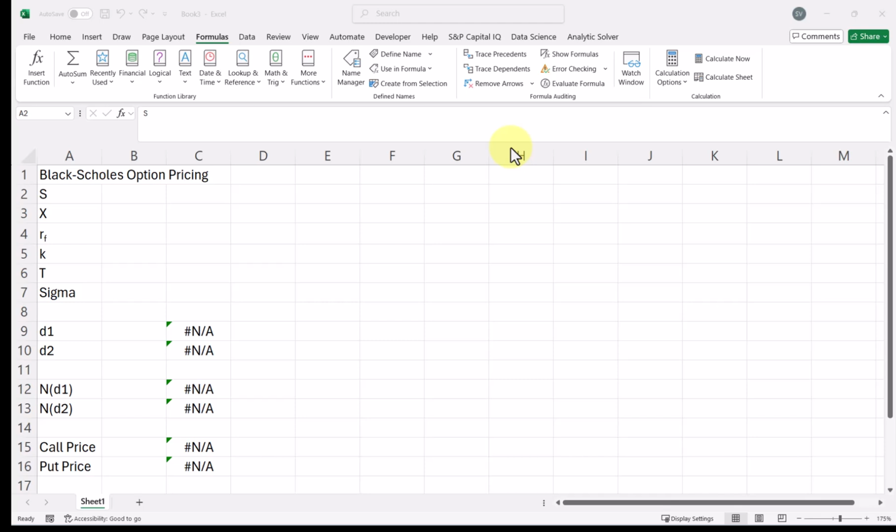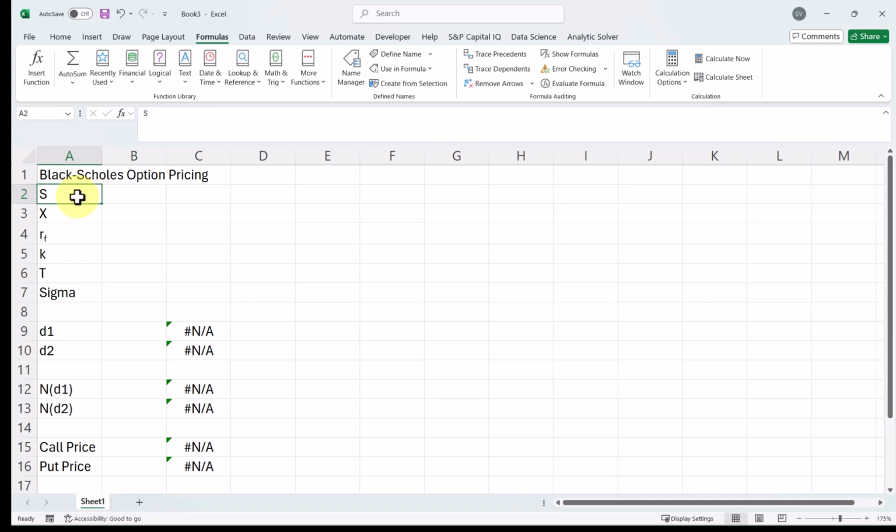Hello everyone. In this video I'm going to work through an example of calculating the call value and put value using the Black-Scholes option pricing model, and then we're going to create a function in Visual Basic to calculate the Black-Scholes option pricing model. Okay, so let's go ahead and get started here.